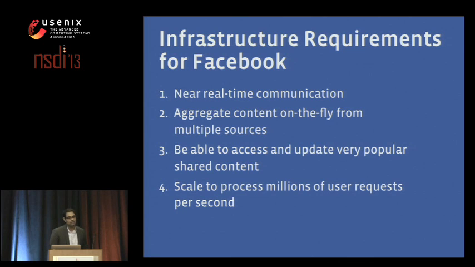So to start off with, what kind of infrastructure requirements do we have at Facebook? For any system at Facebook, these are the common themes that we tend to see. One is that we need near real-time communication. So when you send a message, we need to be able to see the message. We need to aggregate content on the fly from multiple disparate sources. Take a look at your newsfeed. We need to be able to share, access and update very popular content, like President Obama's status updates. And we need to be able to scale to process millions of user requests per second.